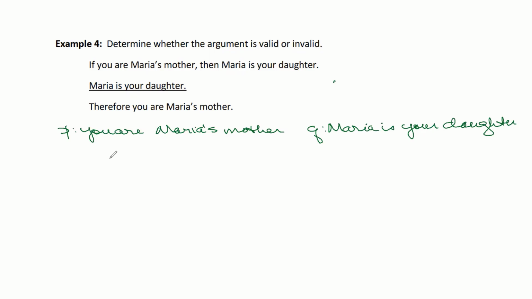So we have if P, then Q. Our second argument, Maria is your daughter, is Q. And our therefore is P. So we have if P, then Q, Q, therefore P. Going to look at the standard arguments on your review sheet, you have this as the fallacy of the converse. So this is invalid because it's the fallacy of the converse.